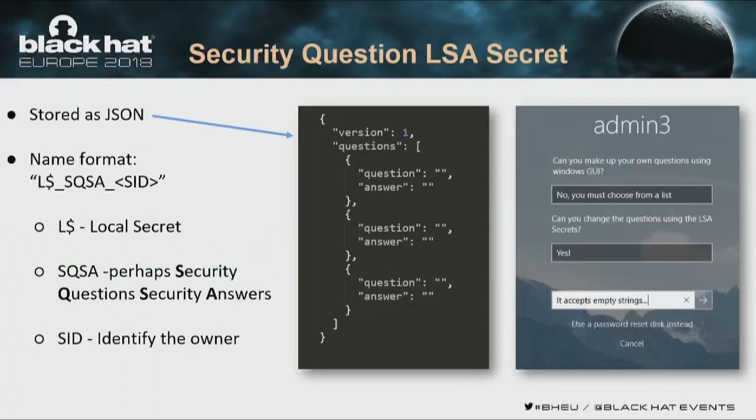So now, enough about LSA secrets in general. If we take a look at the security questions LSA secret, we see that the plain text data is just a JSON with 3 questions and 3 answers. Not so many limitations, by the way, on length and stuff like that. You can input empty strings as questions, as you can see in this example. And if you want to locate the secret, you find the registry key by the format: the name L, which stands for local, AskUSA, which we assume stands for security questions, security answers, and the GUID of the user to whom the security questions belong.